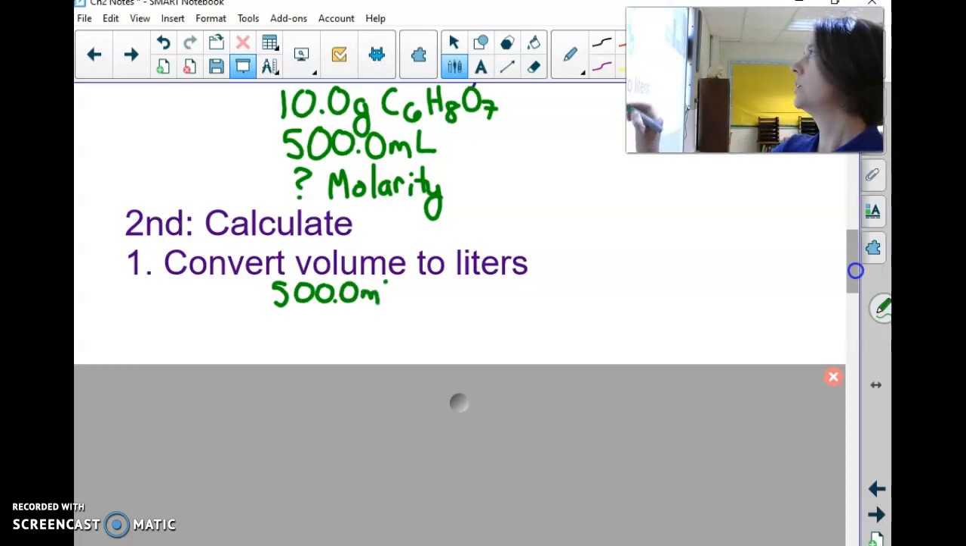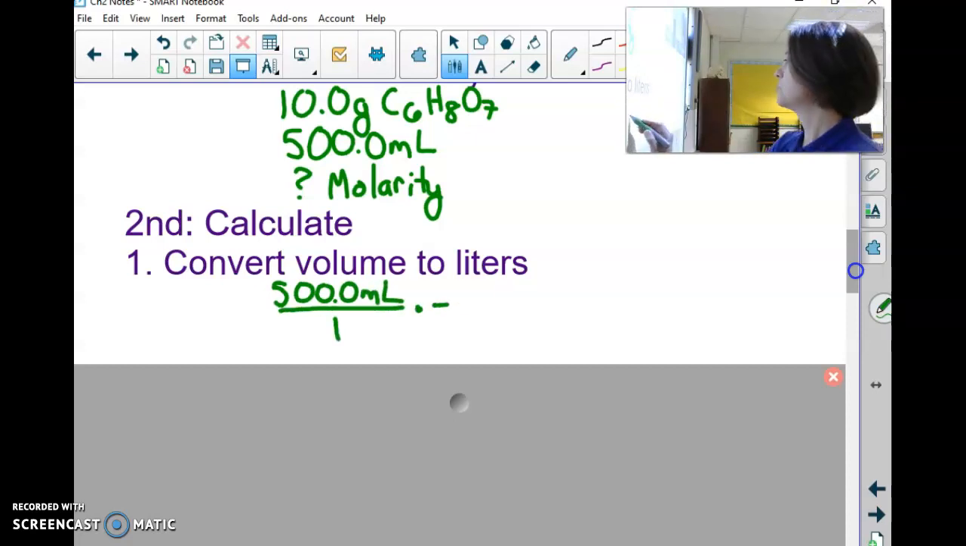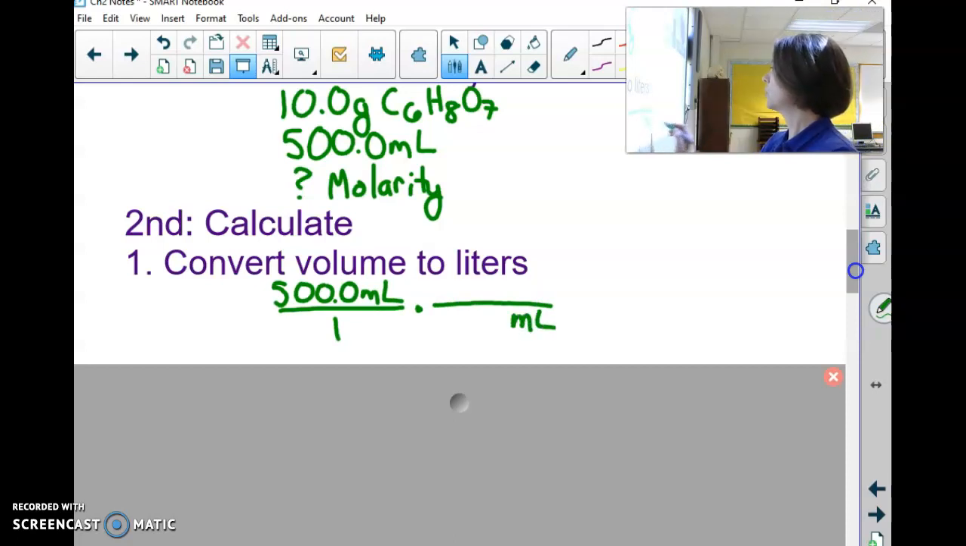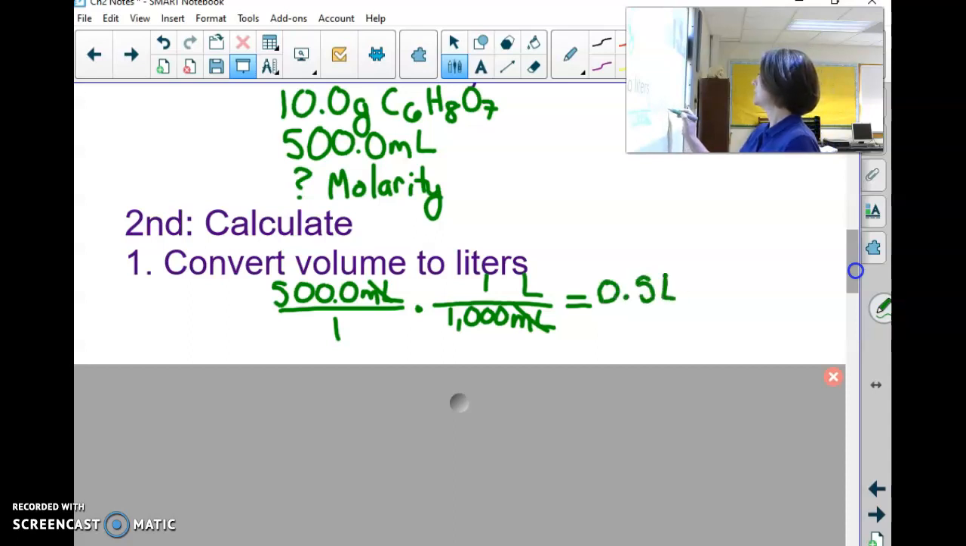So we have 500 milliliters over 1 times my conversion factor. Milliliters is going to have to go on the bottom, and I want to go to liters. So in 1 liter, there are 1,000 milliliters. Milliliters cancel. Take 500 times 1 divided by 1 times 1,000, and that would be 0.5 liters. And I do want to remember that that has 4 sig figs, so I should add those in so that I don't mess up with my significant digits. 0.5000 liters.